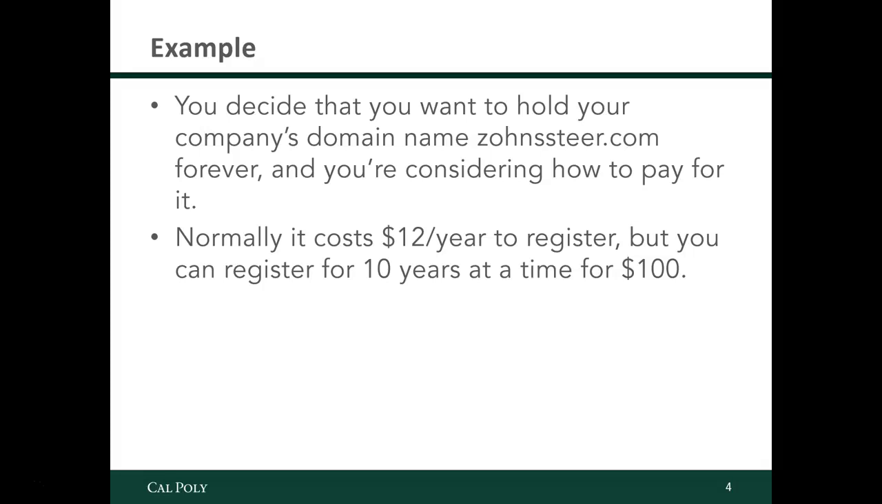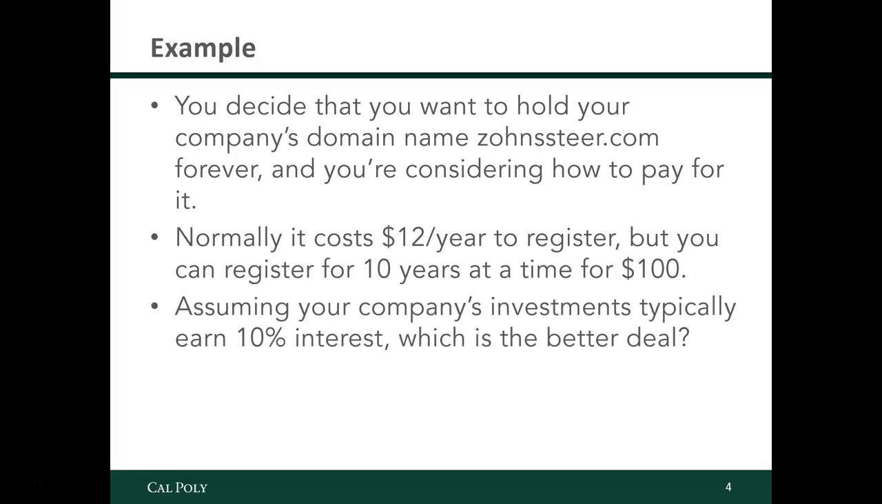And your question is, assuming your company's investments earn 10% interest, which of those two options is the better deal for your company? And what is the capitalized cost? Actually, what we're going to do is calculate the capitalized cost. Because you want your domain name forever, the capitalized cost tells you the present value of all those infinite future payments for your company's domain name, whether you're paying $12 per year or paying for 10 years at a time for $100.